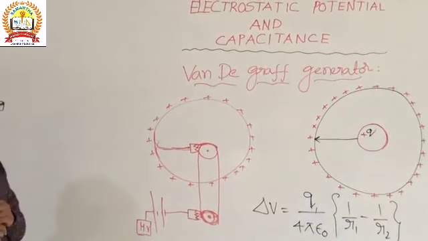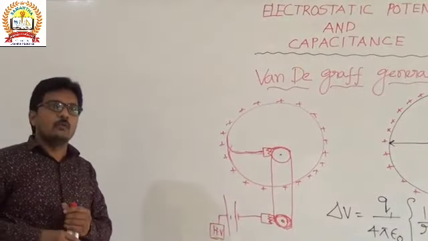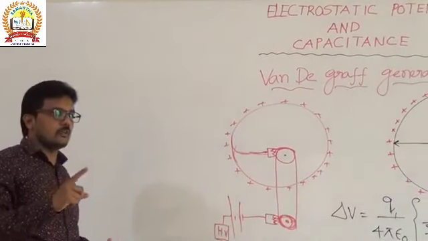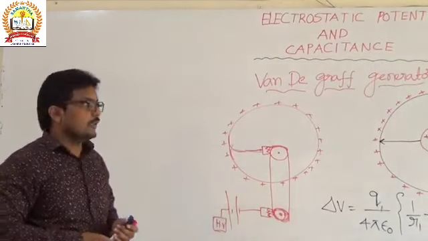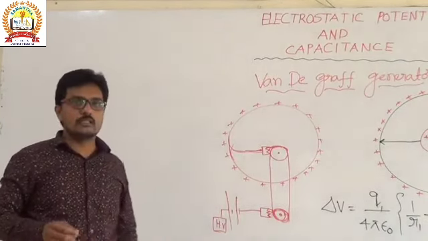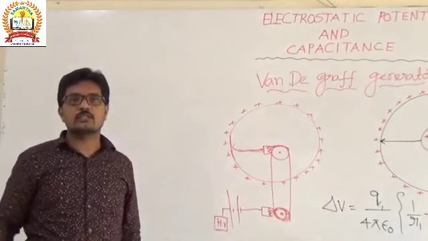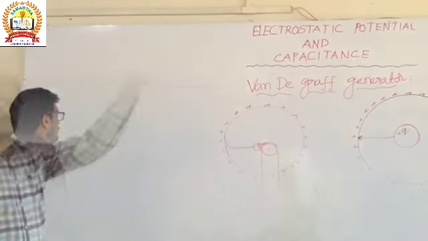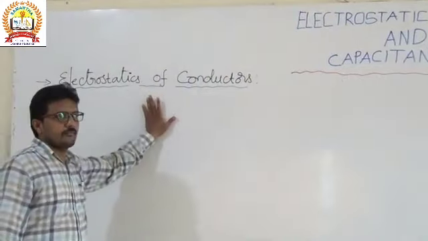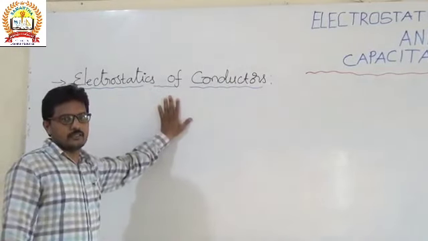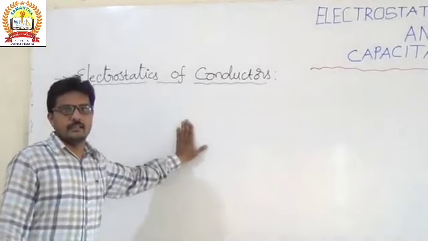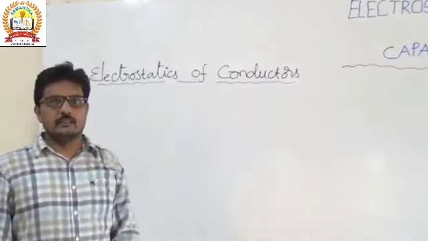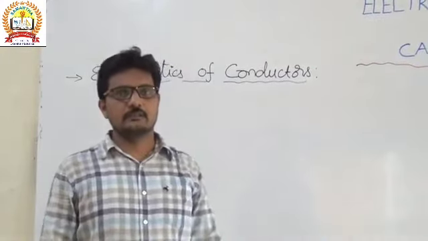Okay, and with the help of this Van de Graaff generator, we can do one experiment. We can observe it in the electrostatics of conductors, and that is called electrostatic shielding of conductors. It is a very important concept. Listen carefully.